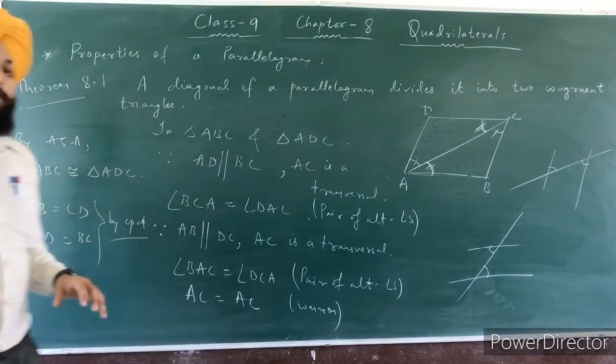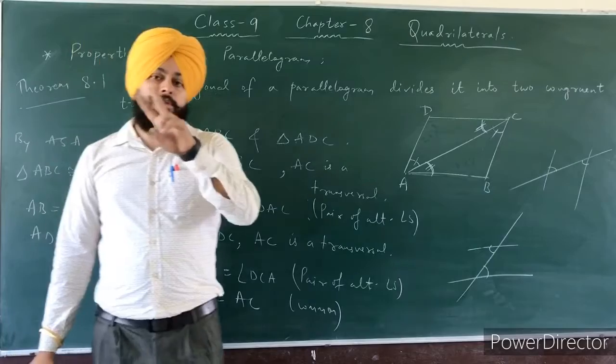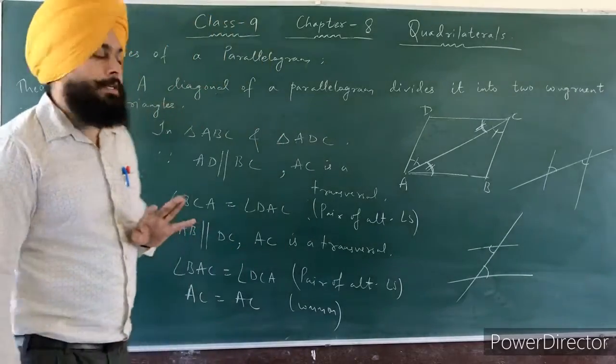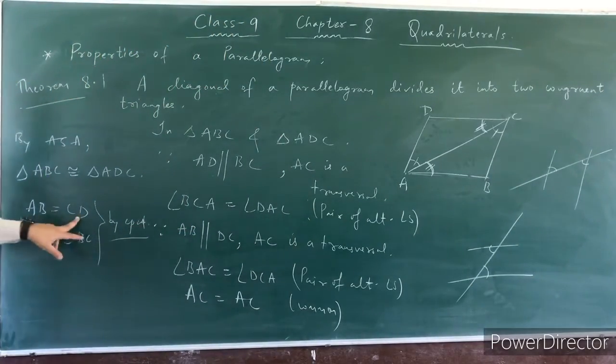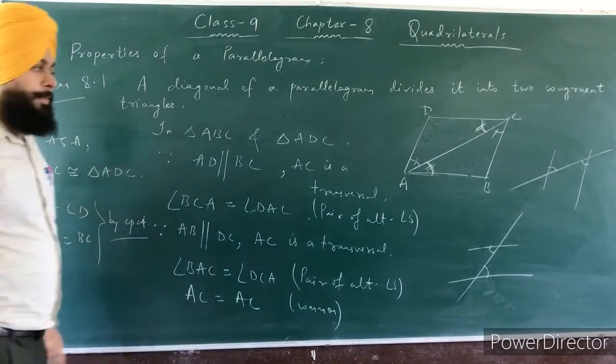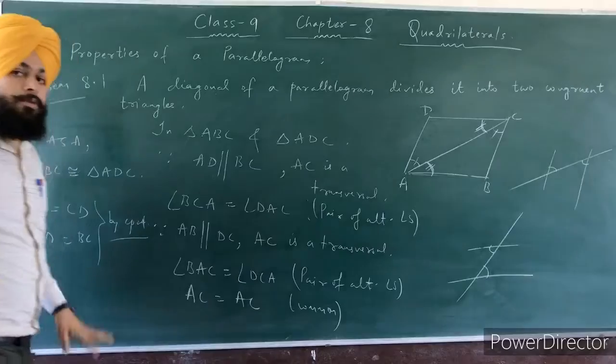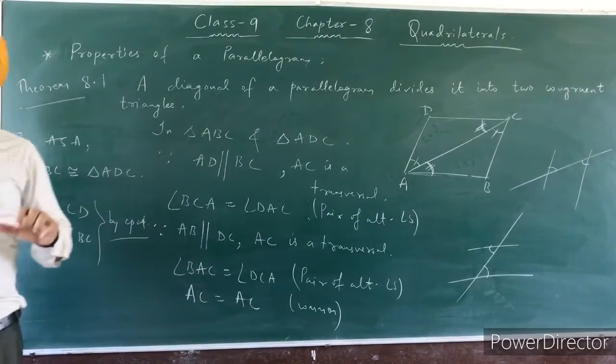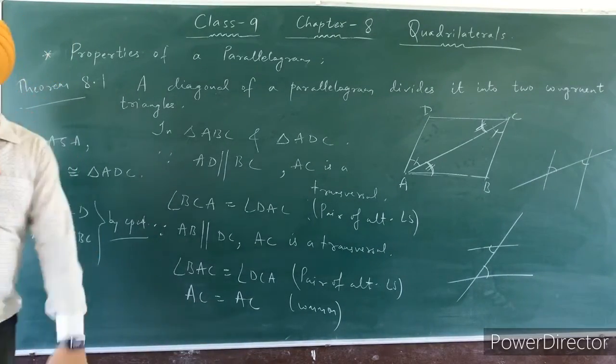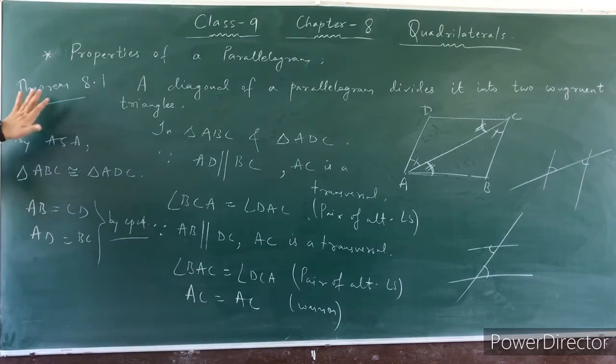ठीक है, अगर तुम कोई भी ट्रायंगल्स कॉन्ग्रुएंट कर लेते हो, तुम कोई भी दो पार्ट्स को इक्वल ले सकते हो. So you can take AB equal to CD and AD equal to BC, and we know AC is common in both of these two triangles. Alright, if two triangles are congruent, then its corresponding parts are also equal. Clear? So this is your theorem first.